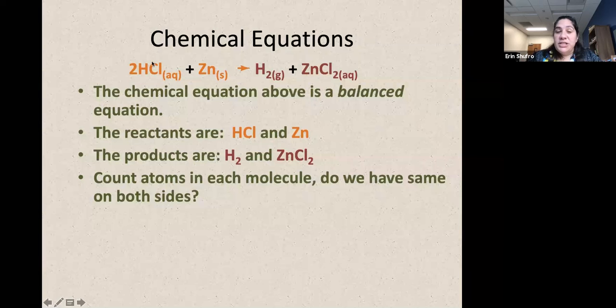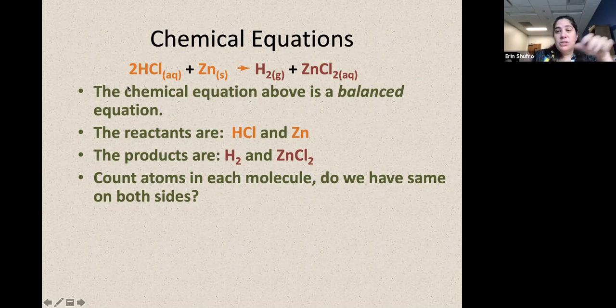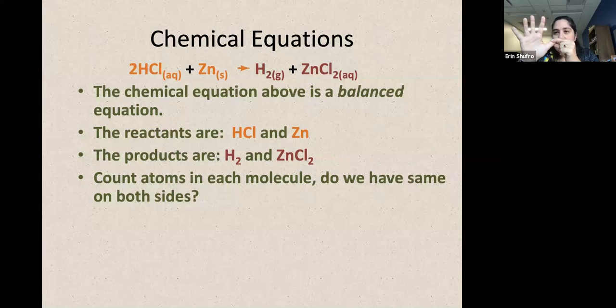So HCl, we have 1 hydrogen and 1 chlorine. And then we have 2 of those. So total atoms, we have 4, right? 2 hydrogens, 2 chlorines, plus a zinc, and there is an imaginary 1 here. So total atoms on the left-hand side, we have 5 total atoms: 2 hydrogens, 2 chlorines, 1 zinc.